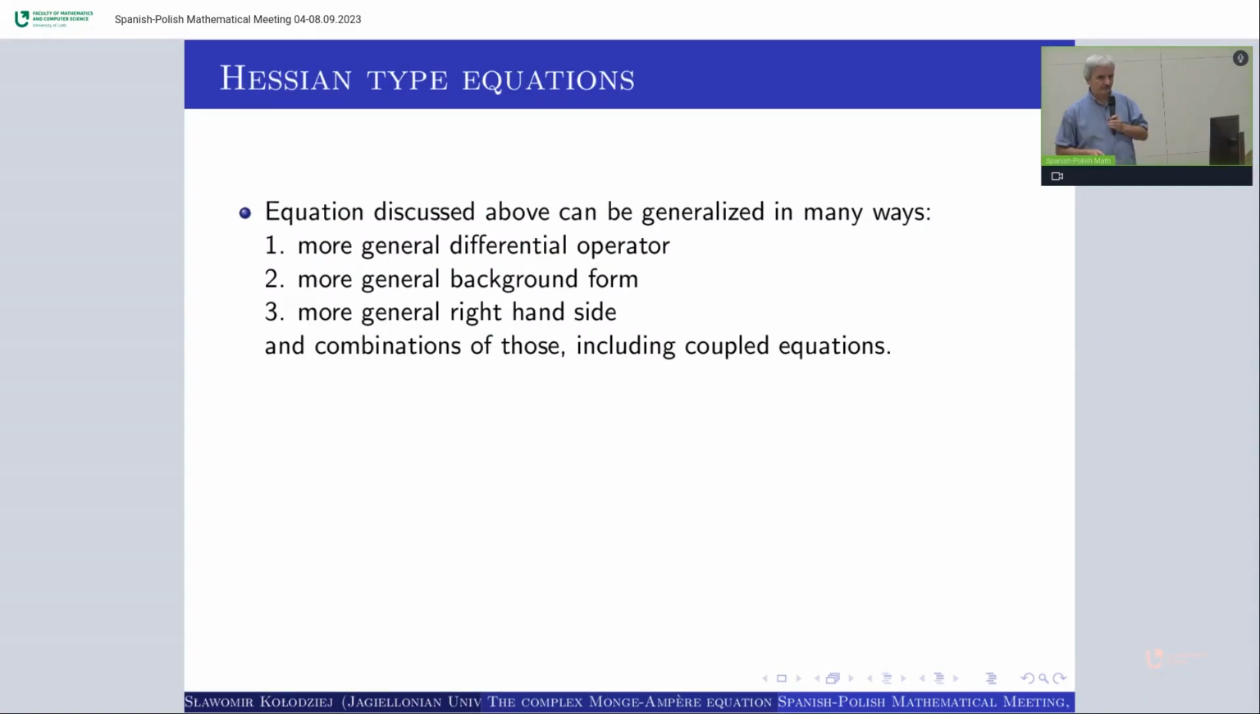And now the equations I discussed can still be generalized to something more general. First of all, we can generalize the operator, then the background form omega in this case, and also we can admit on the right-hand side dependence on the gradient of the function and so on. So a typical generalization is like this. We take a cone gamma, which is between gamma_n, the smallest of the gamma_j's, and gamma_1. And we consider the equation f(lambda) equal g.